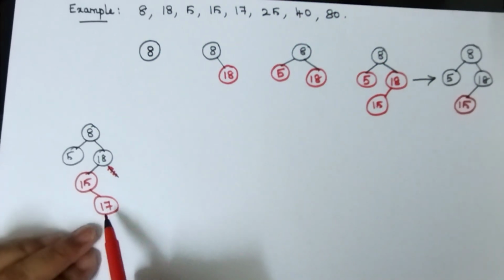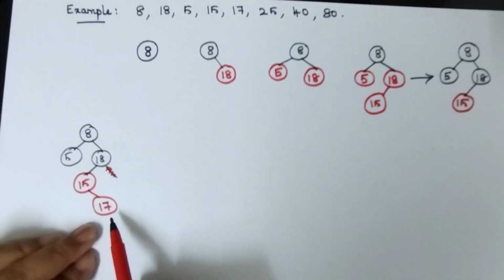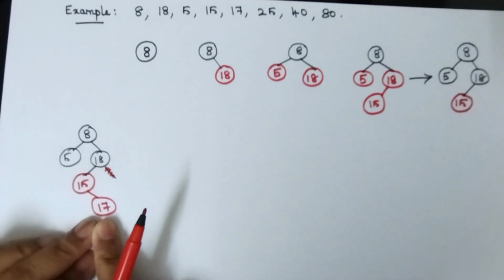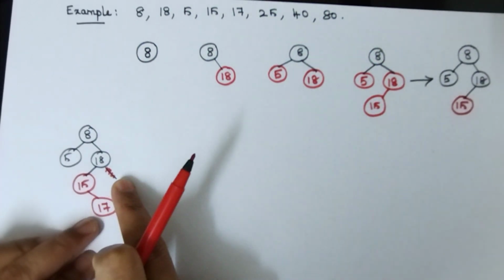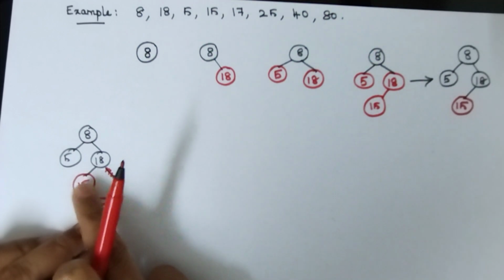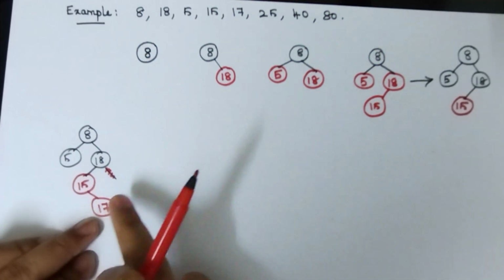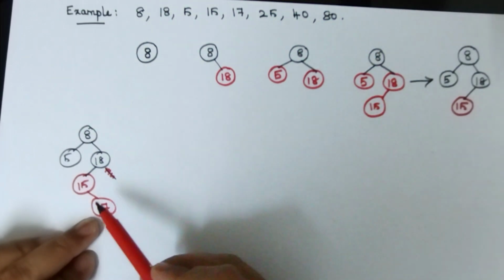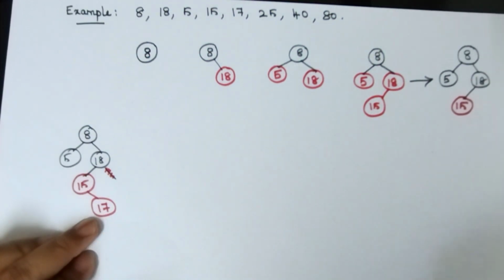Now when you get these 2 consecutive reds, you need to check the uncle node of this newly inserted node. The newly inserted node is 17. What is the uncle node? There is no uncle node. You can see the parent of 17 is 15 and there is no sibling for 15. If there is no uncle node, we consider it as a null node, and a null node is black in color. So it means the uncle is black here.